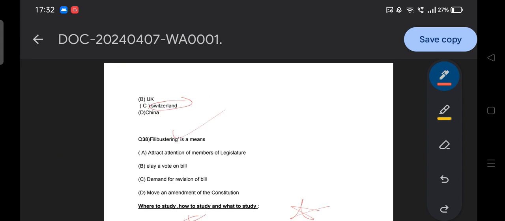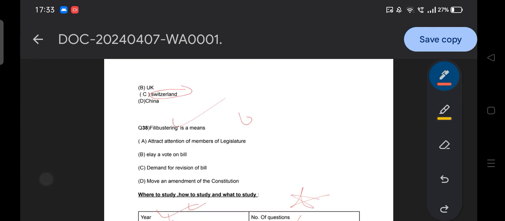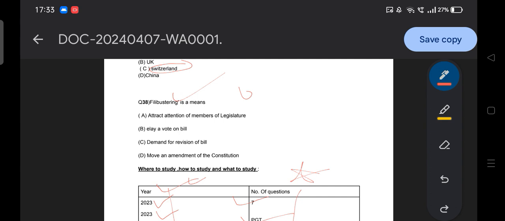Then filibustering. This was already asked, like which of the following is a feature of the US or not. Now they ask what filibustering means. I might be pronouncing it wrong here, but you need to understand the essence of the thing. Filibustering means basically delay in vote. That means you are doing too much debate and speech and other things, but you are not going for a vote. That is filibustering, called the delay in vote.